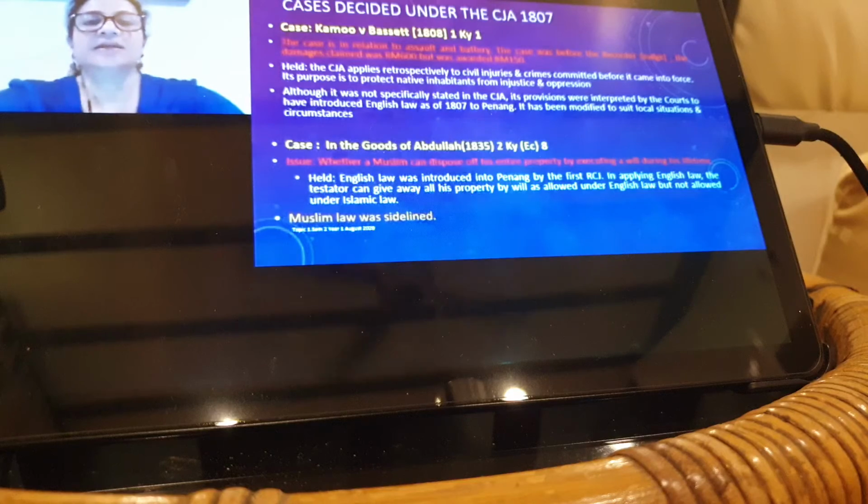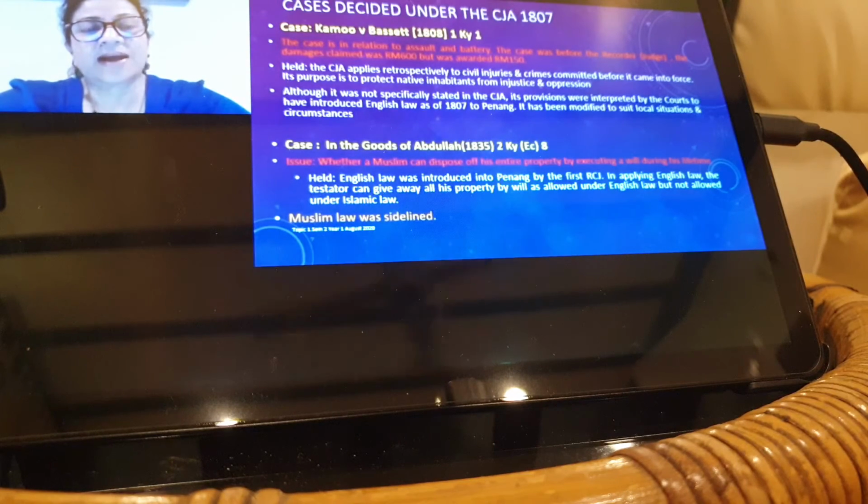Other cases that you can look at that were decided under the Court of Judicature, the Charter of 1807, are the case of Kamoo v Bassett, and also the case of In the Goods of Abdullah. These are good cases for you to read up on to understand how the common law influenced the cases decided by the courts that were put in place by the British. We will discuss these cases during tutorial, so please read and understand these cases.